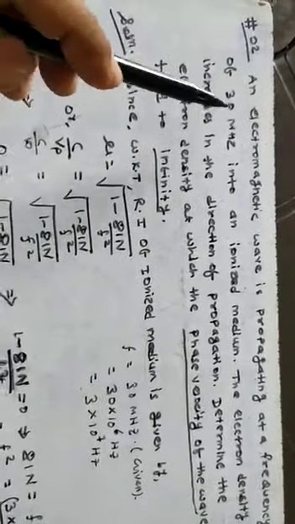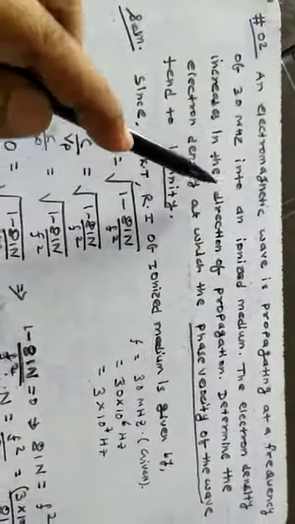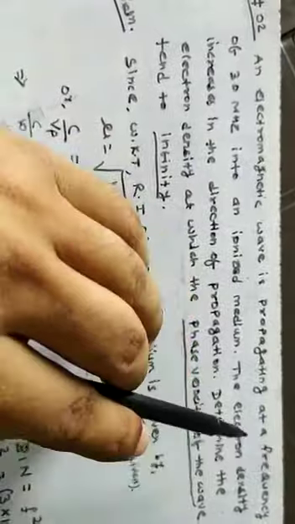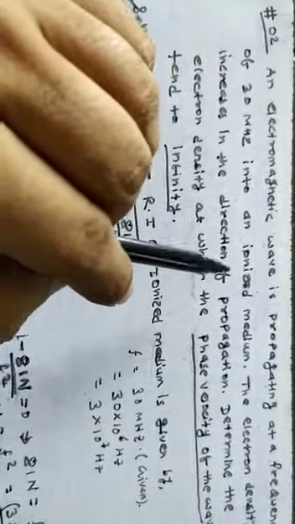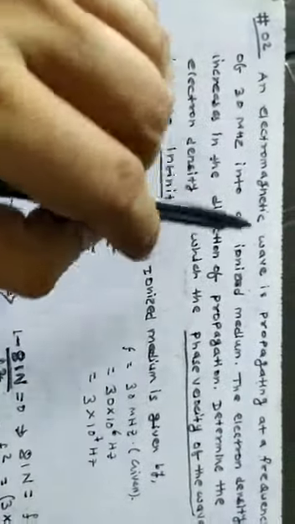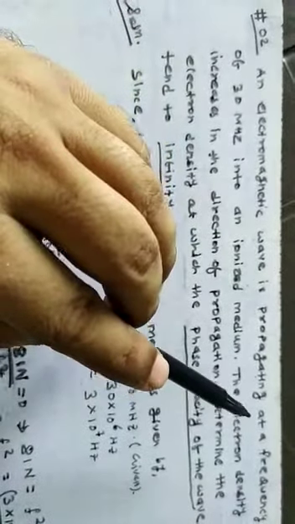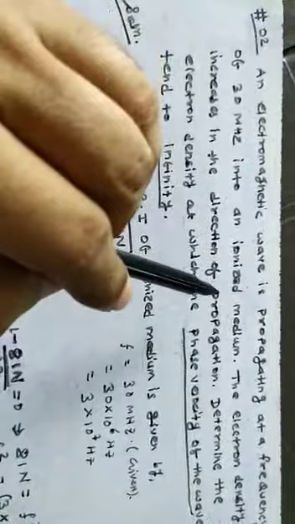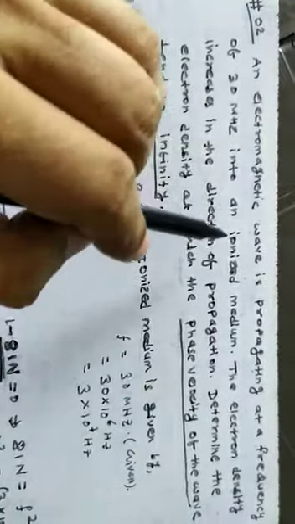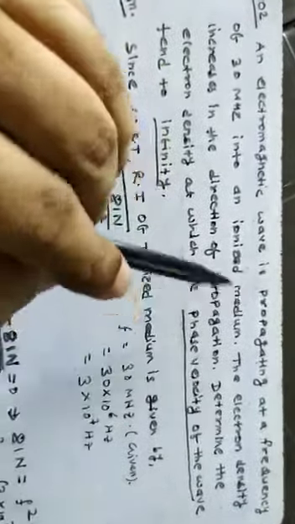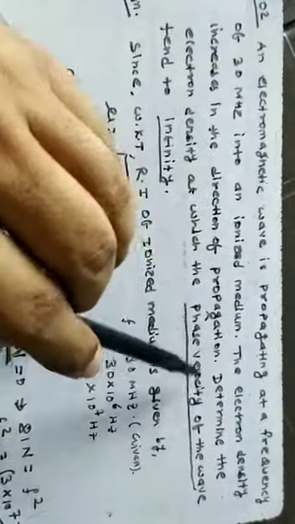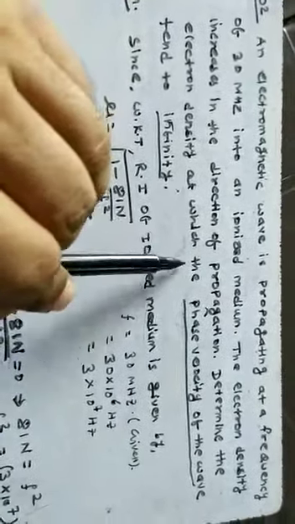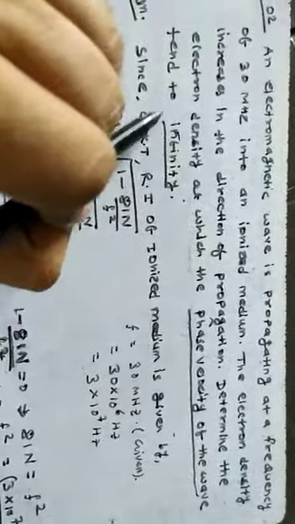In this question, an electromagnetic wave is propagating at a frequency of 30 megahertz into an ionized medium. The electron density increases in the direction of propagation. Determine the electron density at which the phase velocity of the wave tends to infinity.